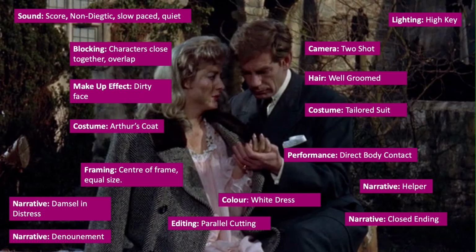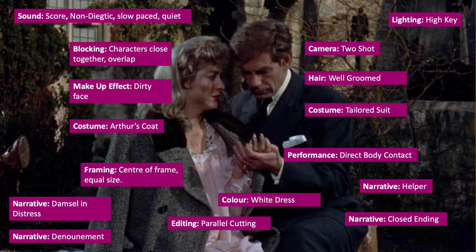In terms of blocking, the characters are very close together, they overlap. This shows us how close they are because they are a married couple. The dirty face on the female character suggests that she's been through some kind of ordeal. The fact she's wearing her husband's coat shows how loving he is, that he's there to protect her. They are centering the frame of equal size to show that they are a couple in a strong relationship, an equal relationship.